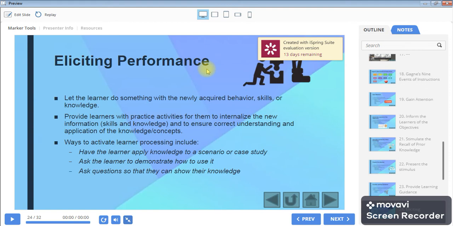Elicit performance is another event in Gagne's 9 events. Here you let the learners do something with newly acquired behavior or skill or knowledge.